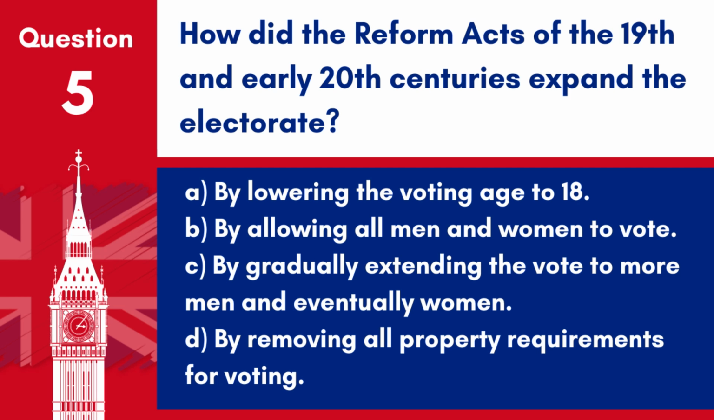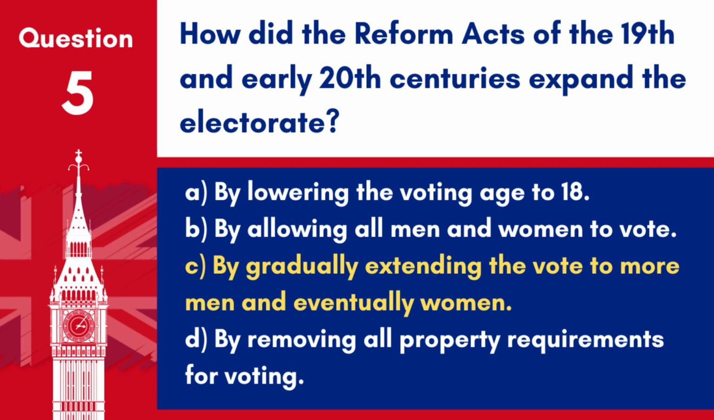Question 5. How did the Reform Acts of the 19th and early 20th centuries expand the electorate? A. By lowering the voting age to 18. B. By allowing all men and women to vote. C. By gradually extending the vote to more men and eventually women. D. By removing all property requirements for voting.